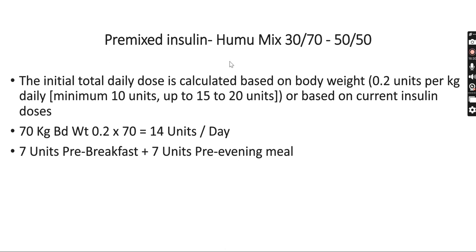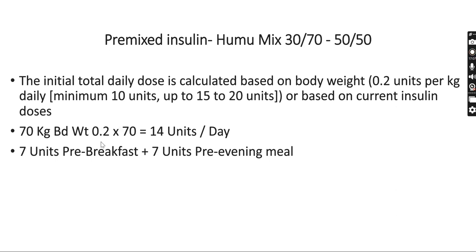There's a re-explanation of the previously discussed mixed insulin, Human Mix 30, Human Mix 50. The same thing, we can still use that 0.5 unit per kg. If you are worried, you can start with a slightly lower dose. For a 70 kg man, 0.2 unit per kg, total daily requirement 14 units. You may split 7 units pre-breakfast, 7 units pre-evening meal.